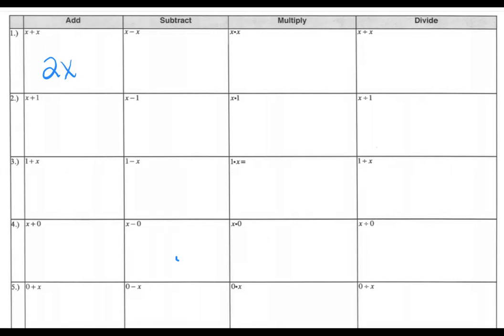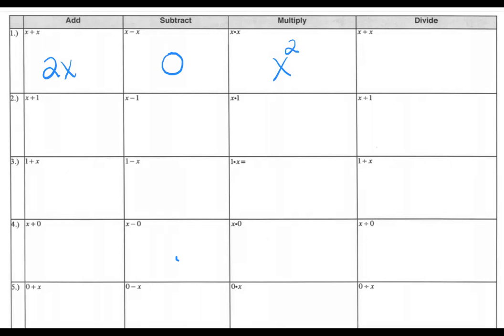For subtraction, x minus x, again, those are like terms. You can think of it as 1x minus 1x. That is 0, nothing left. A common mistake there is wanting to leave an x. You could say 0x, more simplified as just 0. For multiplication, x times x, anything times itself, you can rewrite it as the power of 2. So that would be more simplified as x squared.